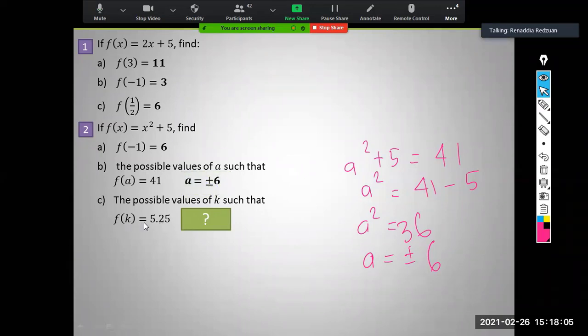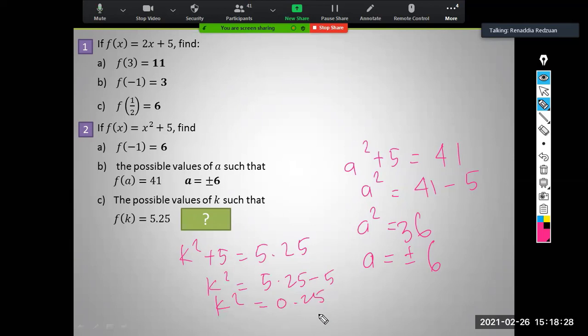What about this? Value of k, where the whole function is 5.25. Plus minus 0.5. Okay, very good. So the calculation will be k squared plus 5, and the whole function is 5.25. So you solve for k: 5.25 minus 5, you get 0.25. And then take the square root, plus minus the square root of 0.25, you get 0.5.